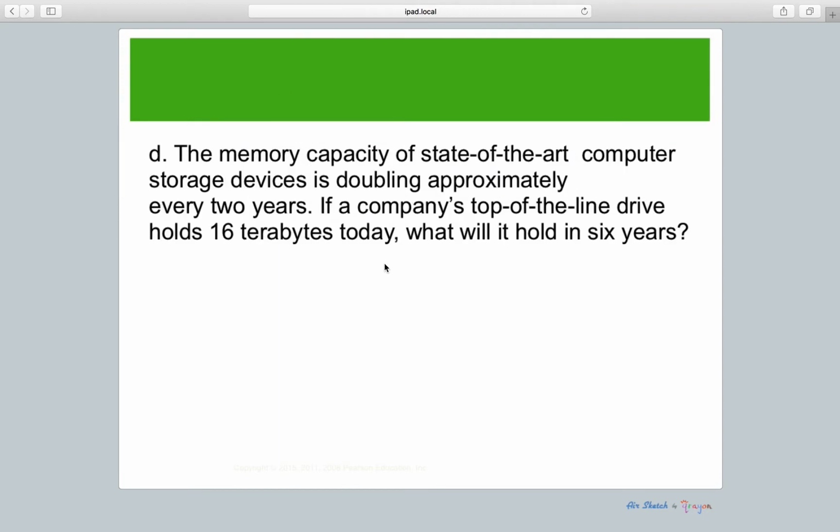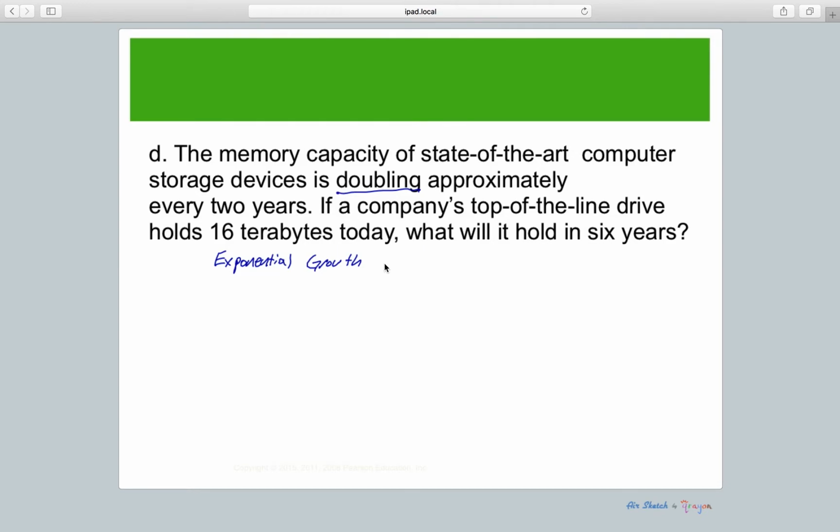The memory capacity of the state-of-the-art computer storage devices is doubling approximately every 2 years. If a company's top-of-the-line drive holds 16 terabytes today, what will it hold in 6 years? So this one is exponential growth. And the reason I know that is because they give us its doubling time over a unit of time. It's doubling every 2 years. So that means it's growing by 100% every 2 years.